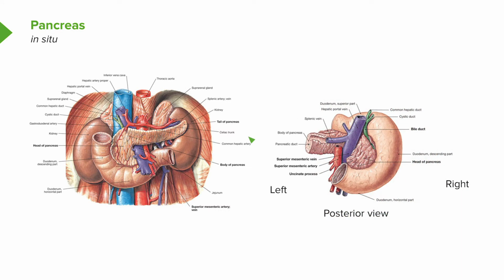Here we've added a few more organs, a few more details. We can see we have the left kidney, which is here, and here we can see the right kidney. We've also got the duodenum, and we've added in some important blood vessels.